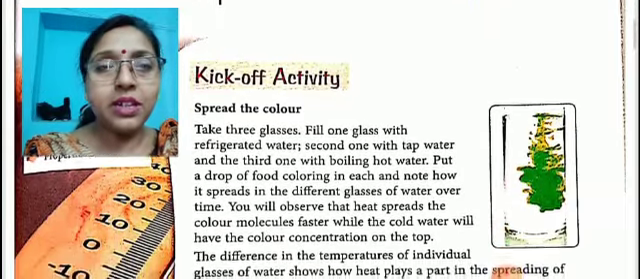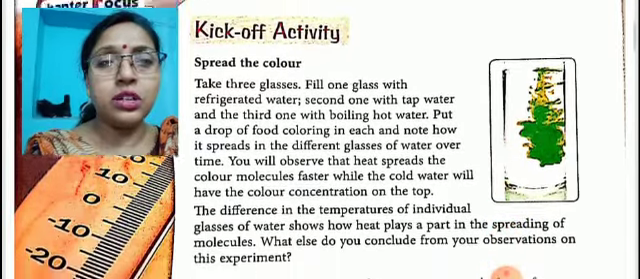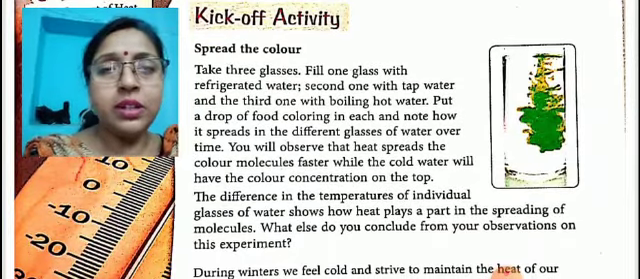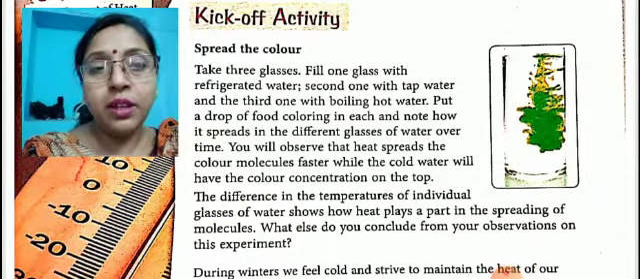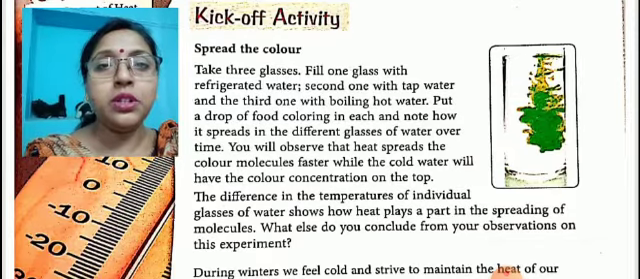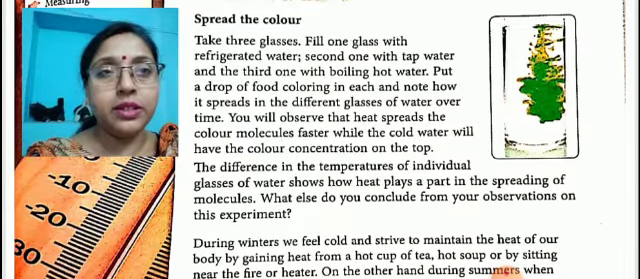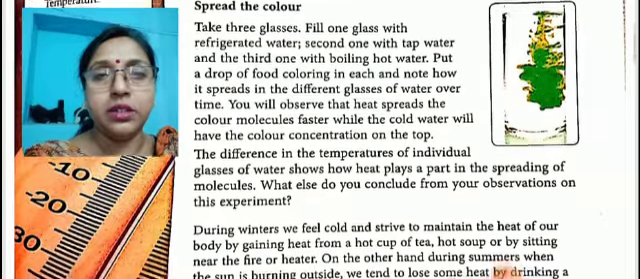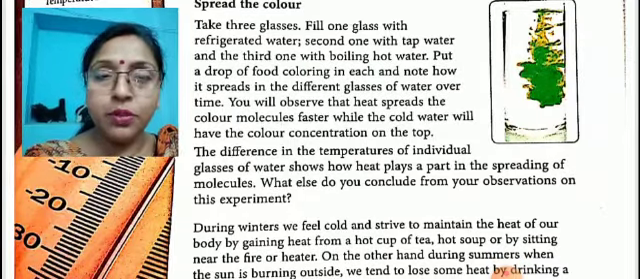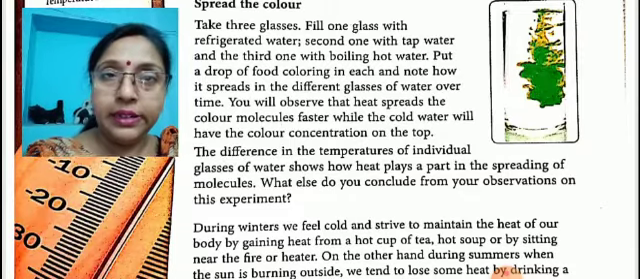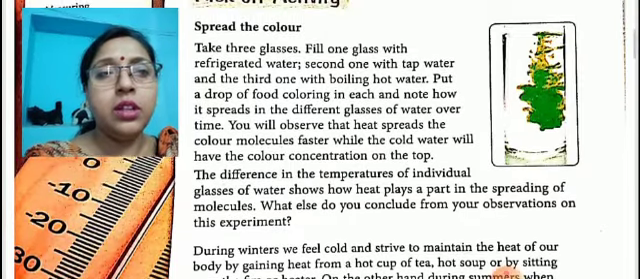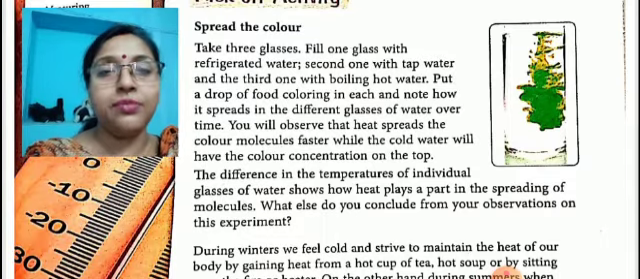Some activities are given here. We have to take 3 glasses. In one glass we put some cold water, in the second lukewarm water, and in the third hot water, and then we put a drop of food color, that is green color. So what will you observe? You will observe that in the third case, the hot water, the food color spreads very fast.